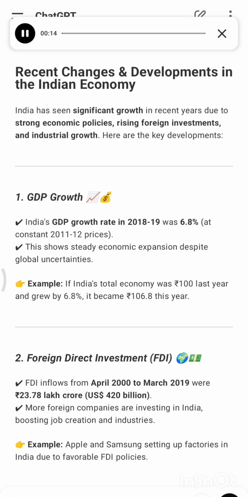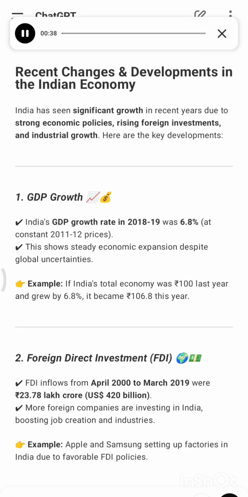1. GDP growth. India's GDP growth rate in 2018-19 was 6.8% at constant 2011-12 prices. This shows steady economic expansion despite global uncertainties. Example: if India's total economy was 100 last year and grew by 6.8%, it became 106.8 this year.